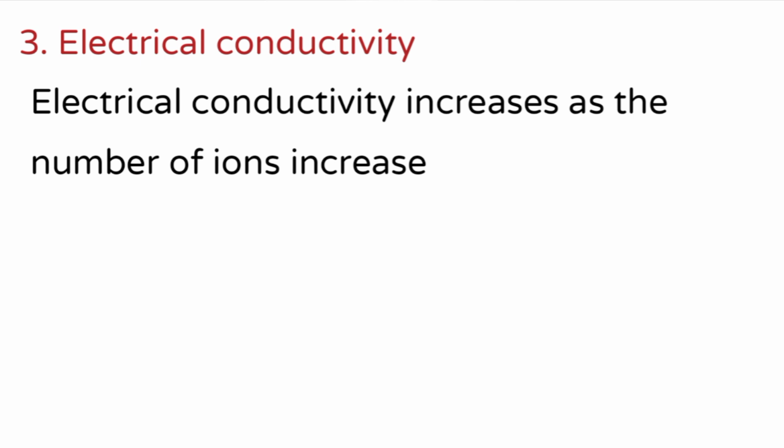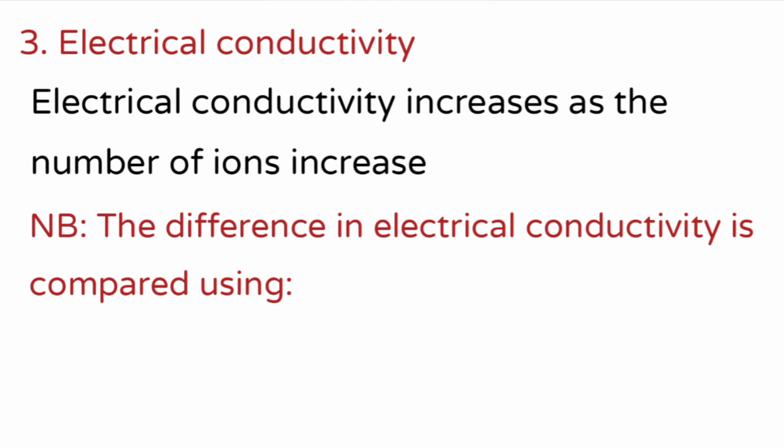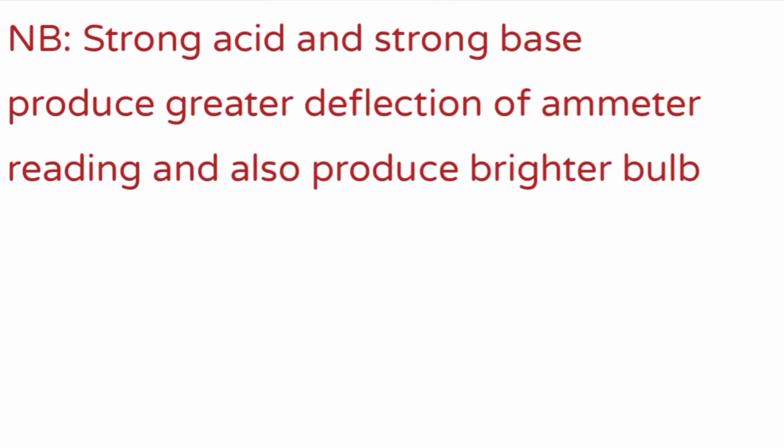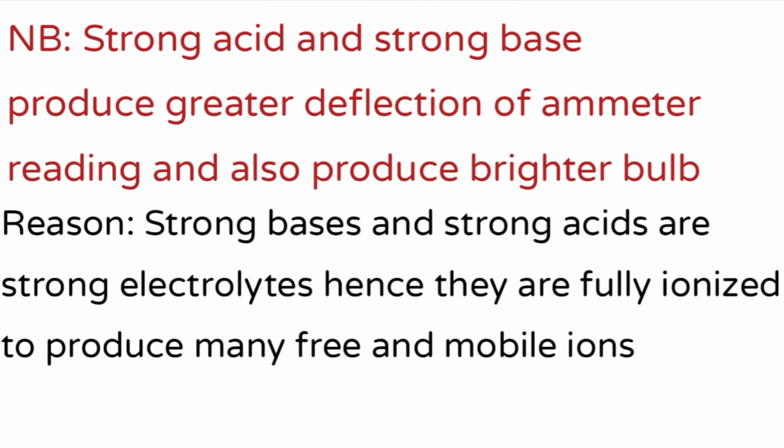Now you have factor number 3, electrical conductivity. Electrical conductivity of a solution increases as the number of ions in a solution increases. And B, the difference in electrical conductivity of a solution is compared using A, amount of brightness, B, amount of deflection on the ammeter. Note, strong acid and strong base produce greater deflection on the ammeter. They also produce a brighter bulb. A reason, strong bases and strong acids are strong electrolytes, hence they are fully ionized in aqueous solution to yield many free and mobile ions.